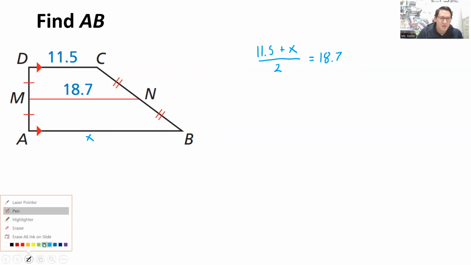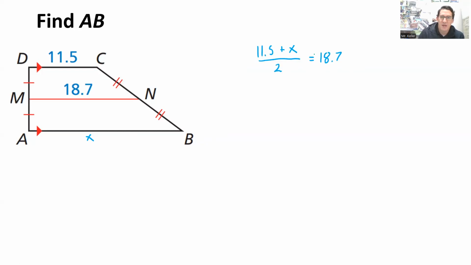To solve this, real simple, I'm going to multiply both sides by 2 first, so that this 2 will cancel out that 2 on the bottom. Take care of that right away. So I get 11.5 plus X is equal to 18.7. That's times 2.